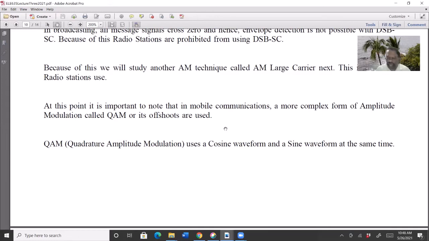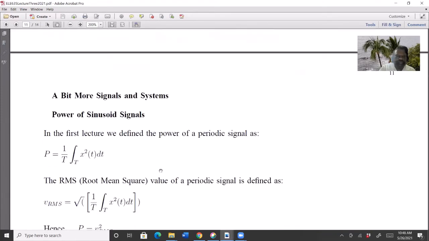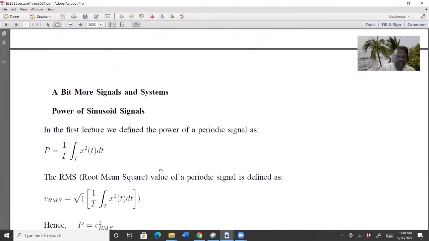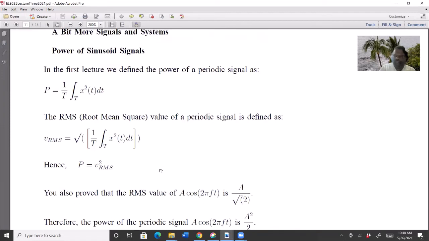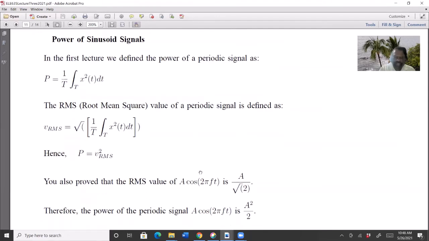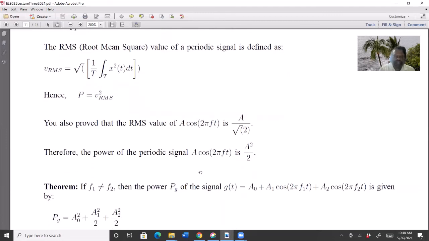If you do a master's degree and your concentration is in communication, you will study this. Before we go further, to prepare for AM large carrier, I have to explain certain things. These are actually a review from signals and systems, or a course on circuits. I am just going to summarize what is important. You can read that when you have time.